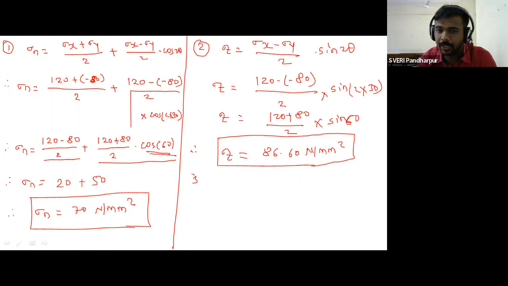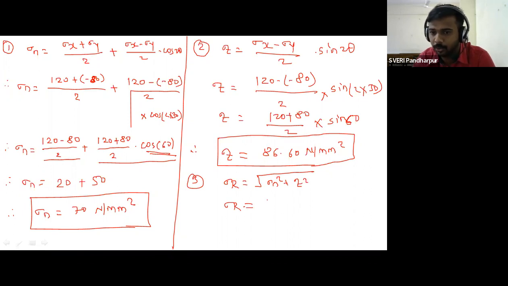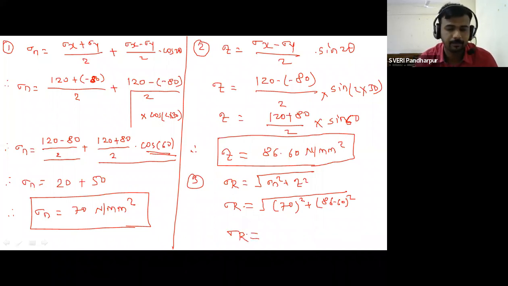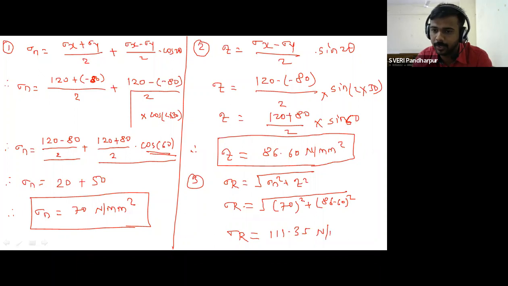And the third value we have to calculate is the resultant. It is very simple. Sigma r is equal to the square root of sigma n square plus sigma t square. So sigma r is equal to the square root of 70 squared plus 86.60 squared, which gives 111.35 Newton per mm square. So this is the resultant stress. Please check your answer, verify your answers.